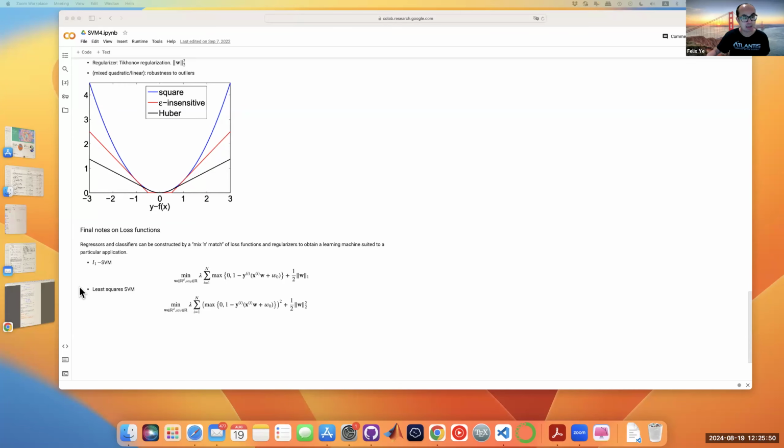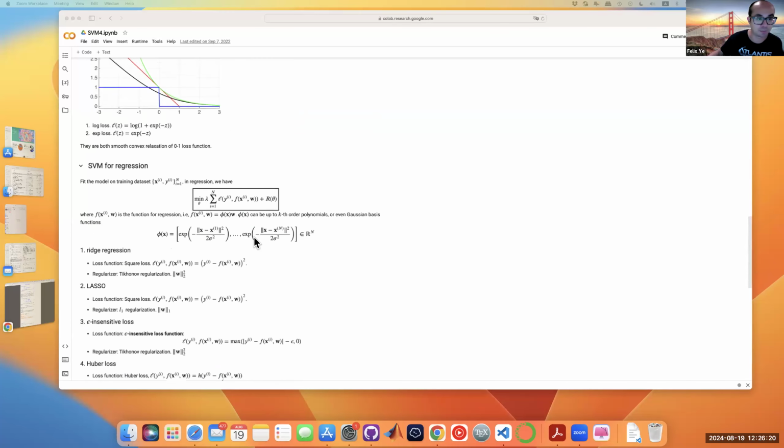The least squares SVM right here, we can basically square the hinge loss. We can also do that if we want, and we can still put the L2 regularization. So we can always mix and match in terms of loss and regularization if we need it. Depending on what kind of needs you have, we can choose different versions of loss functions and regularizations.